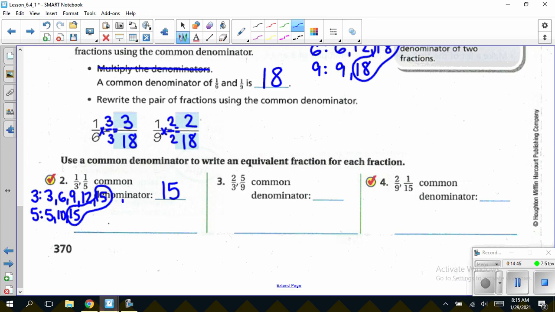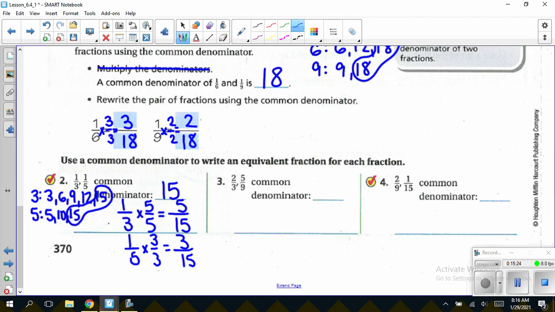So for the 1/3, set up my multiplication problem, and I know that I want it to equal 15 for that denominator. So 3 times 5 equals 15. Multiply my numerator by 5 as well. So that equivalent fraction is 5/15. I'm going to do the same thing for the 1/5. So set up my multiplication problem with that denominator of 15. And I know that 5 times 3 equals 15. So multiply the numerator by 3, and I now have 3/15 for that equivalent fraction.